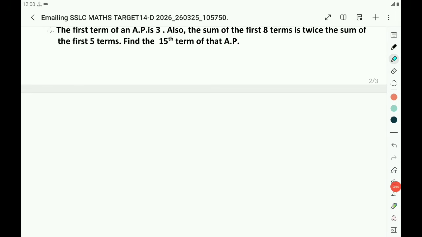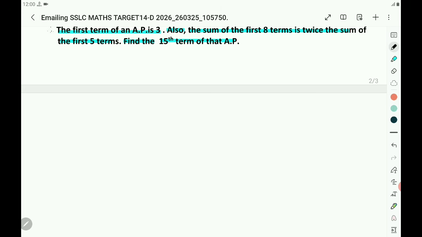Now let us solve the extra question of the chapter arithmetic progression. The first term of an AP is 3. Also, the sum of the first 8 terms is twice the sum of the first 5 terms. Find the 15th term of that AP.